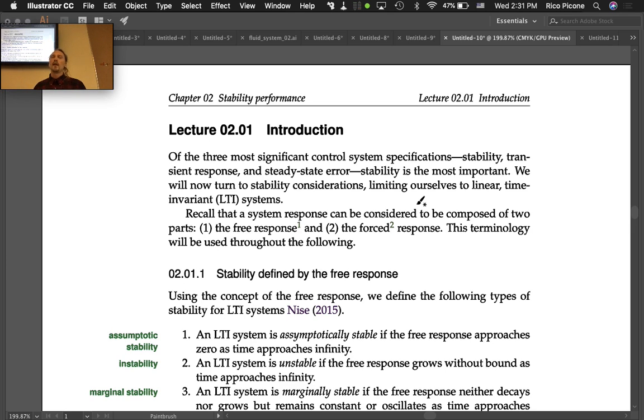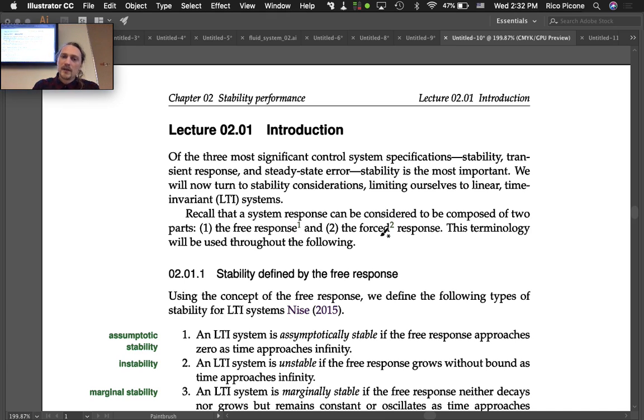Neither the transient nor steady state performance criteria matter if your system's not stable. So you've got to have that. That's basic, but we need to always keep it in mind when we're designing, because you can make things go unstable pretty easily, actually. So it's the most important one.